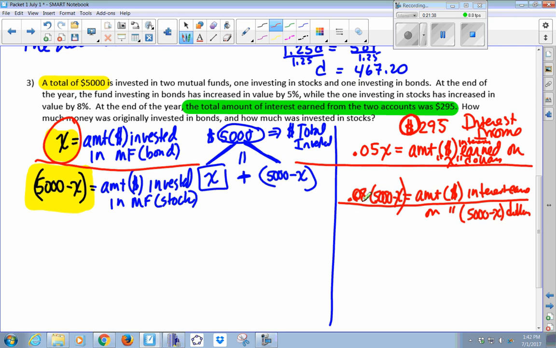So what are some of the issues here for students? Sometimes they represent 5% and 8% incorrectly, like 0.5 and 0.8. That would be 50% and 80%. Sometimes they don't put the actual variable in that represents the amount.